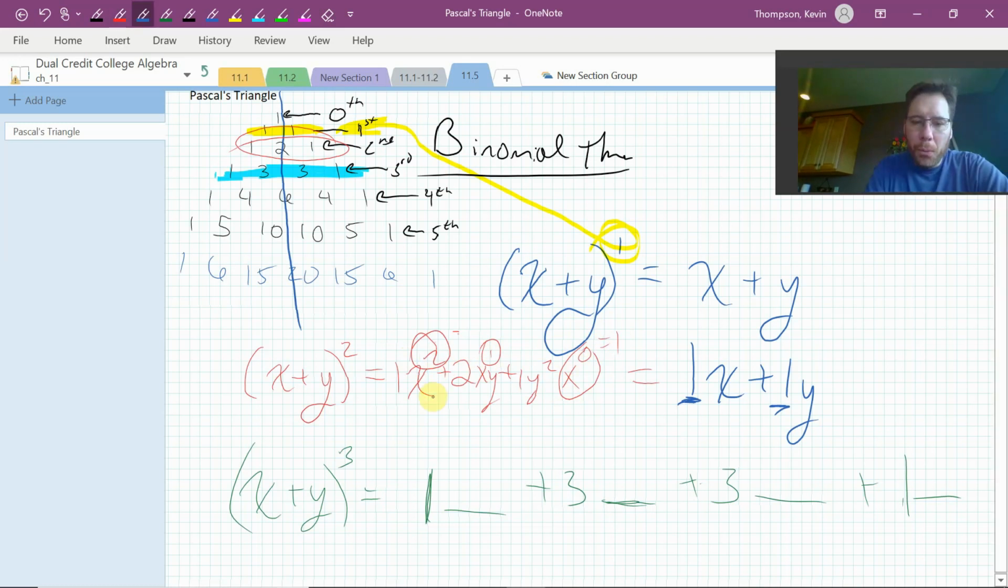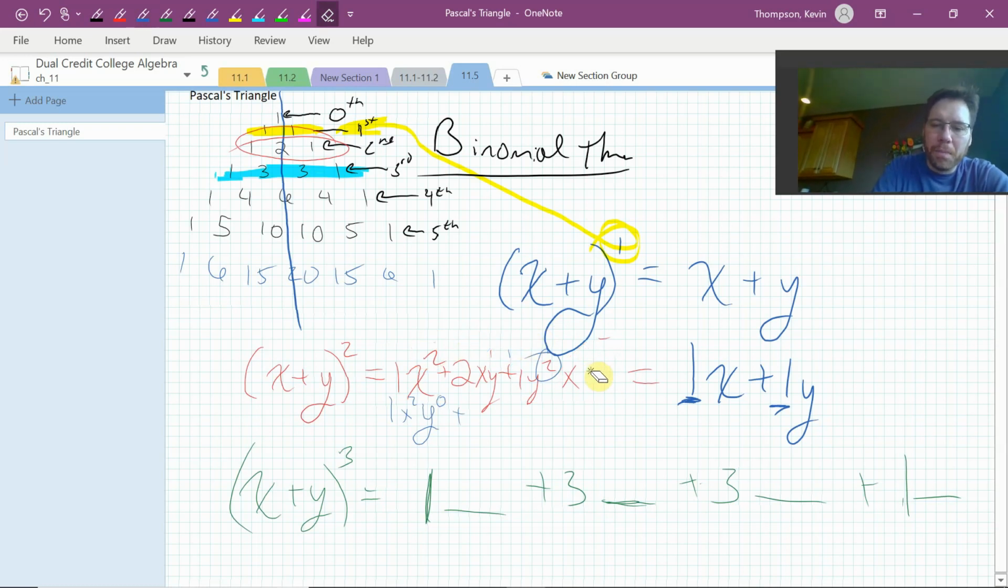Also, the powers of y. So this first term, this 1x squared, I could have said 1x squared y to the 0. And that doesn't change anything because y to the 0 is 1. The next term has a y to the first, and the last term has a y squared. That actually has to always be true, that the powers of x have to go down, and the powers of y have to go up.